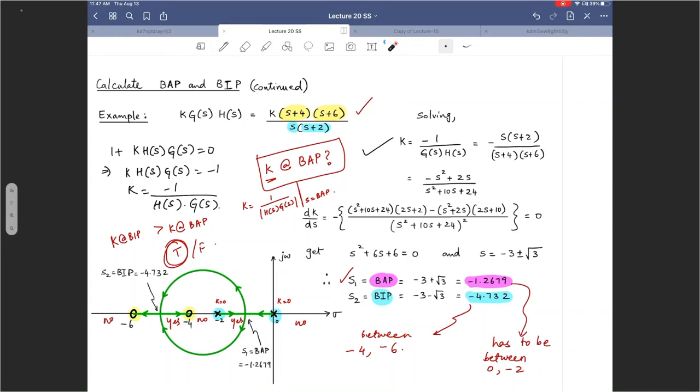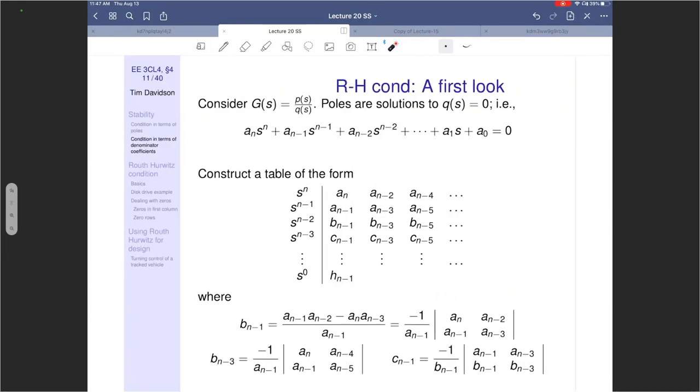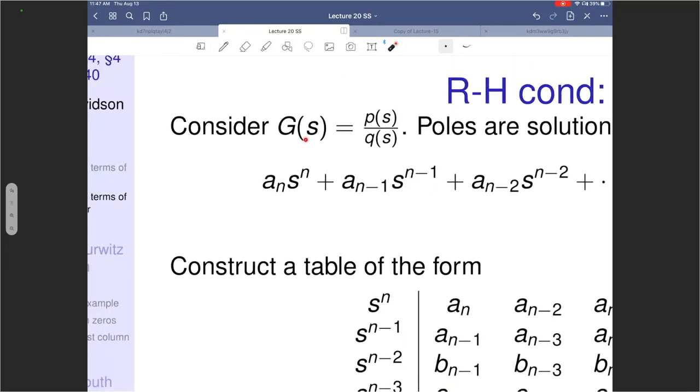All right, let's move on here. Now we are going to take a look at the Routh-Hurwitz criteria, which is essentially a shortcut to find out whether the system is stable or not. What is one way of finding out whether the system is stable or not? You can find the location of all the poles. So for example, if you have a closed loop transfer function P divided by Q, where are the poles?